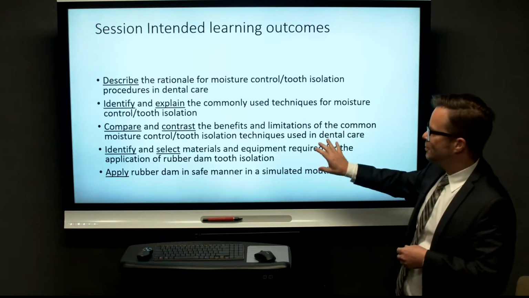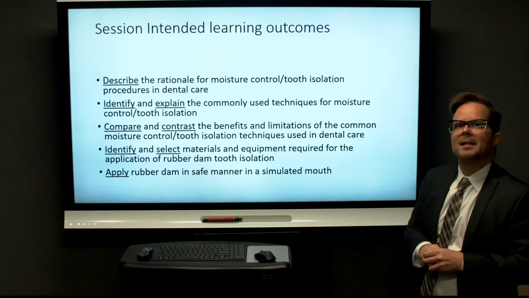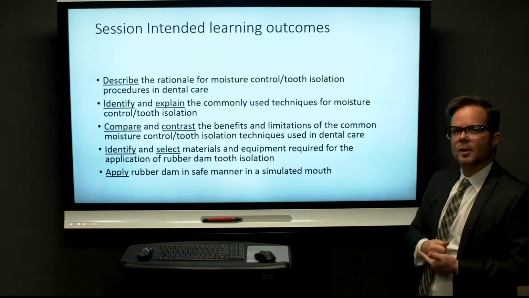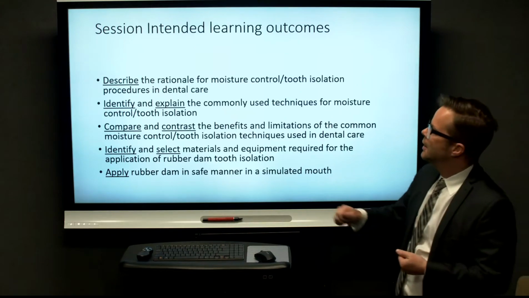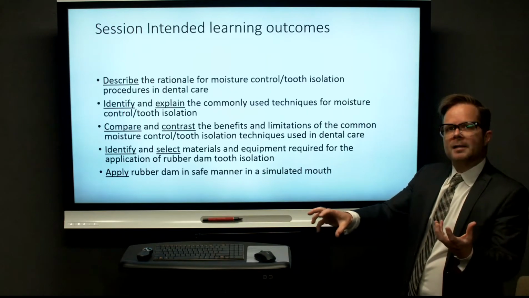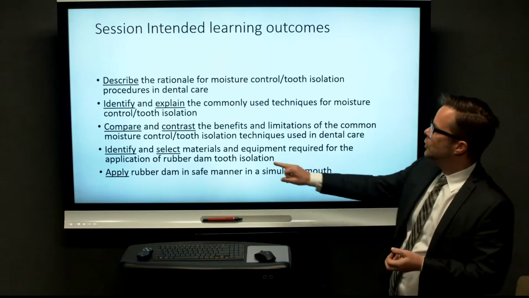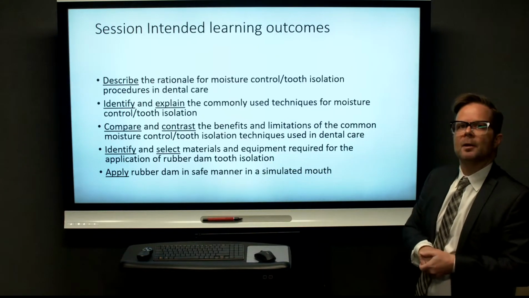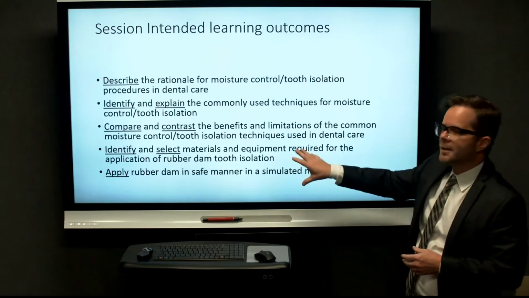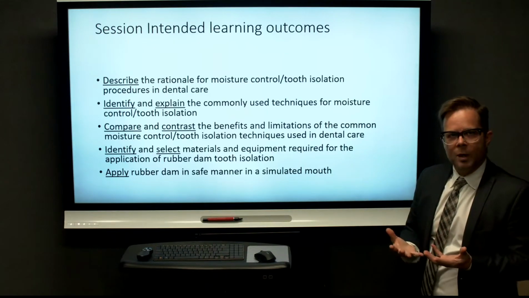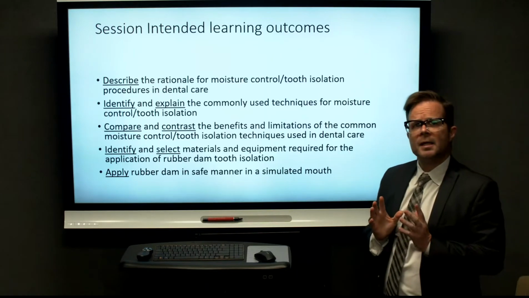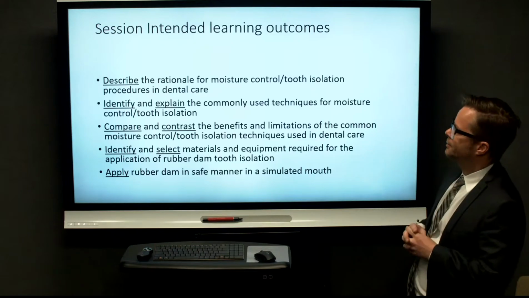Once you've got that under your belt, the next task is to identify and select materials and equipment. And this intended learning outcome is very similar to one of the subject level intended outcomes, which is around identifying and selecting. So you'll need to identify and select the materials that you need in order to use one technique, rubber dam tooth isolation. And then finally, an application of all of that understanding is that you'll be asked to apply rubber dam in a safe manner in a simulated mouth. So they're the session intended learning outcomes.